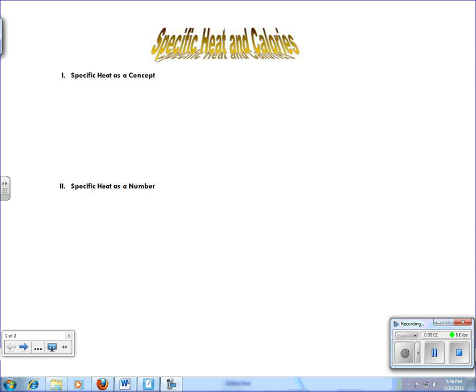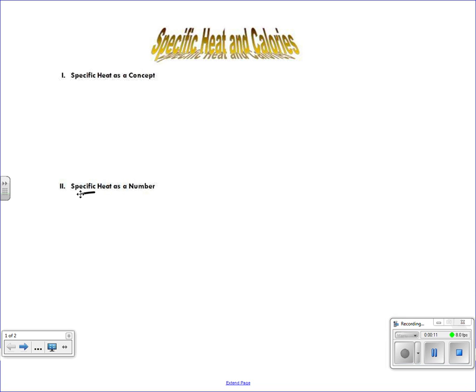So you should have in front of you your specific heat and calories handout. It should look something like this. And what we're going to start with, before we talk about the math behind specific heat, before we do specific heat as a number, we're going to talk about specific heat as a concept. And I'm betting it's something that you already kind of know in your head, but we just haven't really put a name to it yet. So I want to start by just defining what specific heat is. And then once you see it in examples, you'll be like, okay, now I got it.